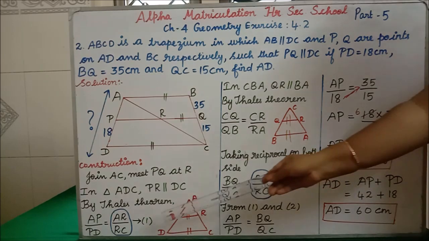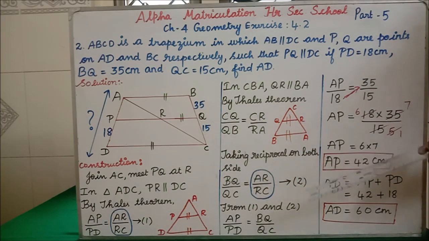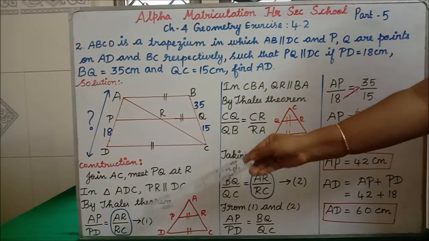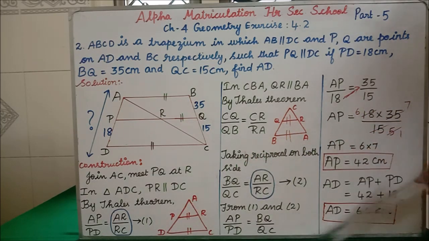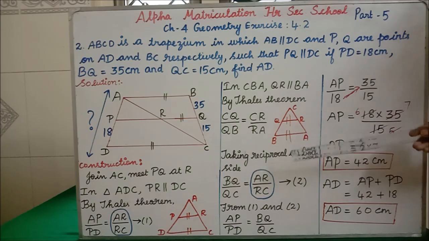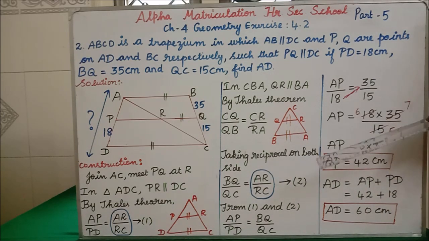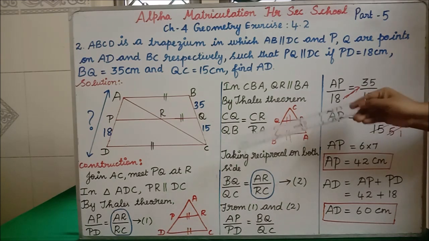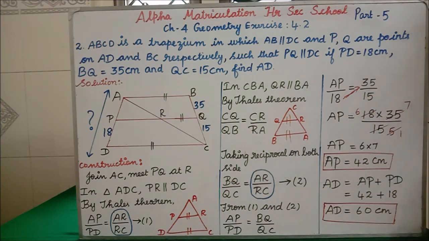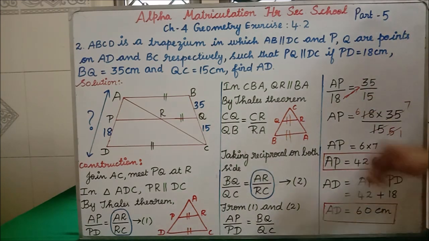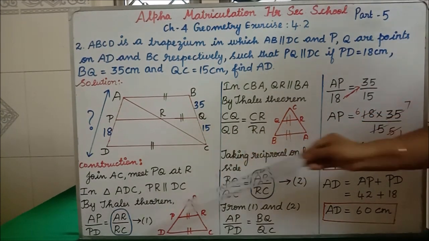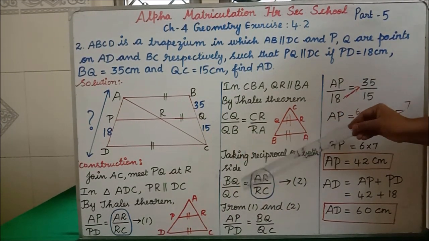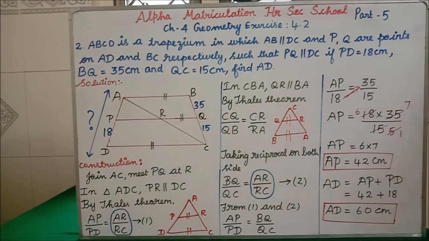Now if you notice 1 and 2, both have the same right hand side. AP divided by PD, BQ divided by QC is what? That is your left hand side. So now both the right hand sides are same. If both the right hand sides are same, we can say that both the left hand sides are equal. Clear? So AP divided by PD is equal to BQ divided by QC we can write.